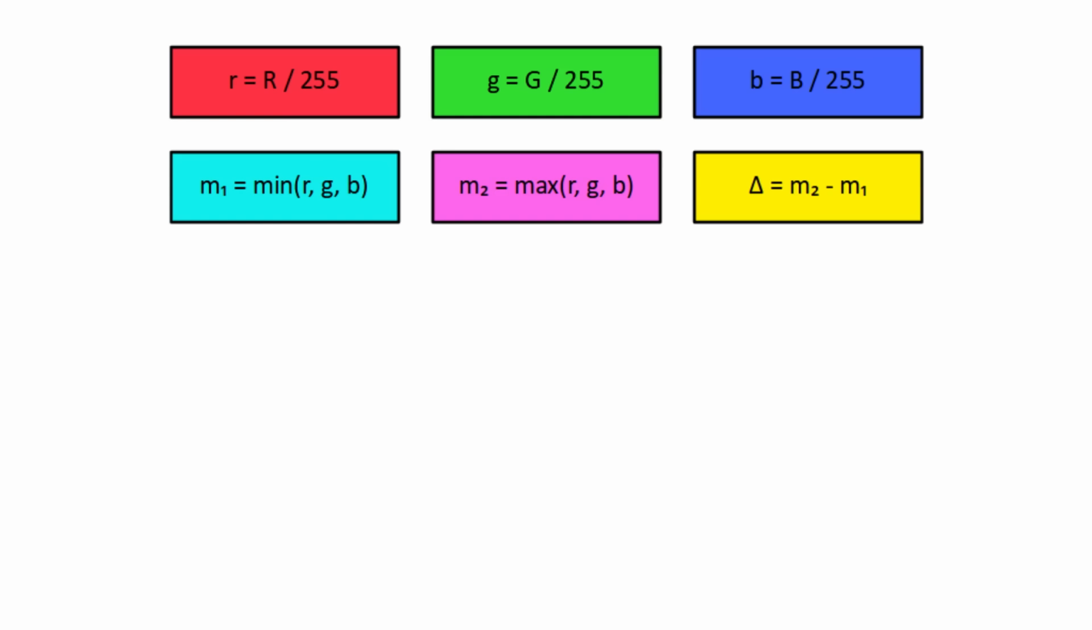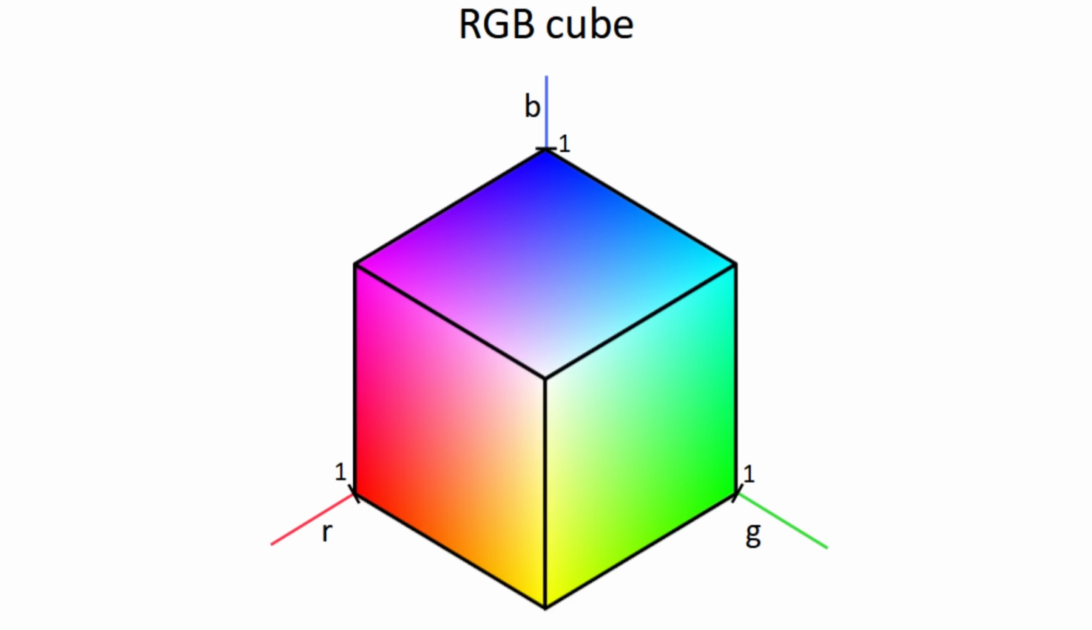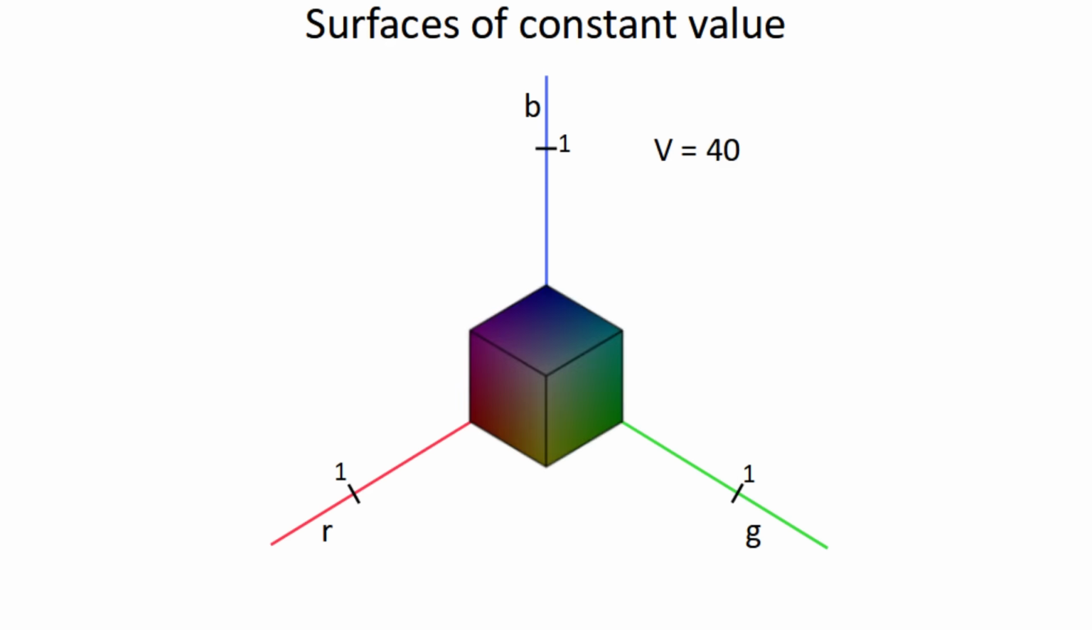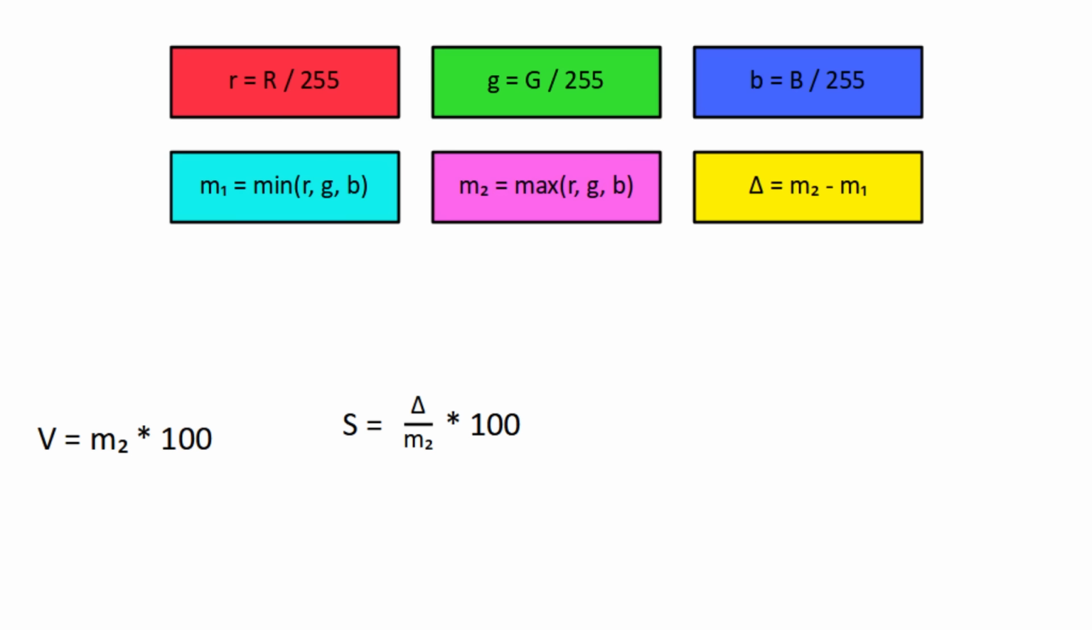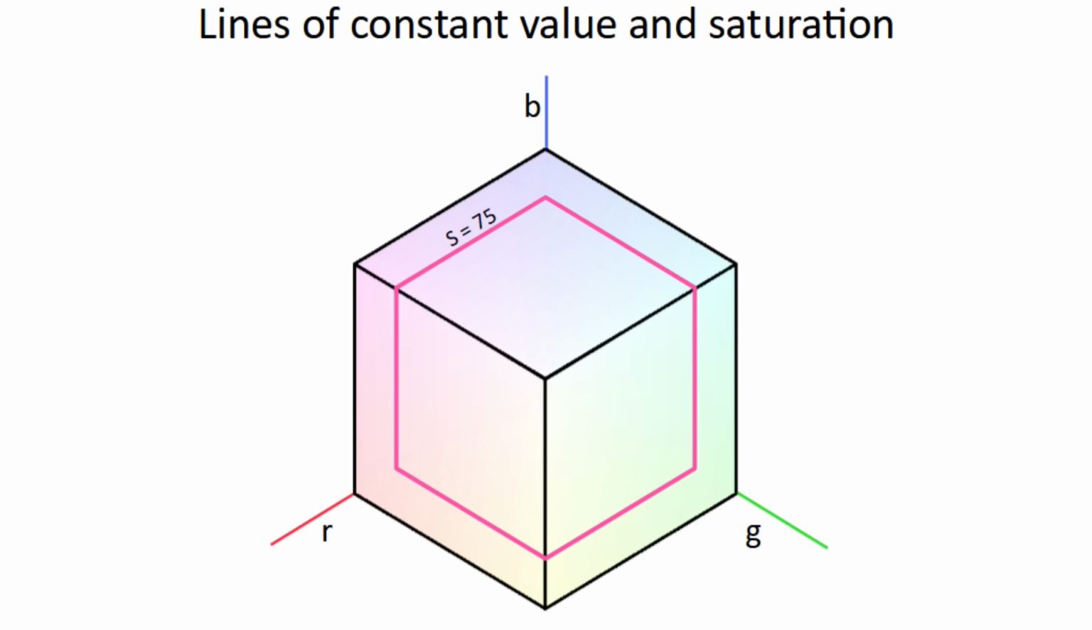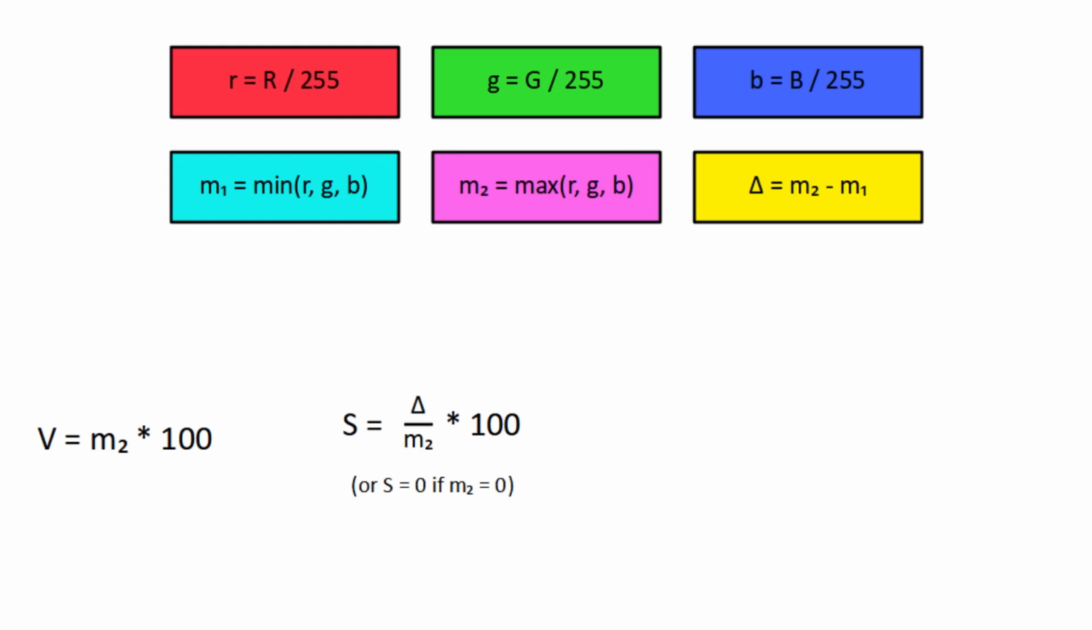Now we have all the intermediary variables, so we'll start with value. It's the easiest because it just equals m2 times 100. This means that surfaces of constant value correspond to 3 faces of a cube, where lower value means a smaller cube. Next is saturation. It's defined by S equals delta over m1 times 100. This means that lines of constant value and saturation correspond to triple L's along the cube, where lower saturation means they're closer to the triple point. Also, if you get 0 over 0, it just means that saturation has no effect on the color, so we just pick 0.